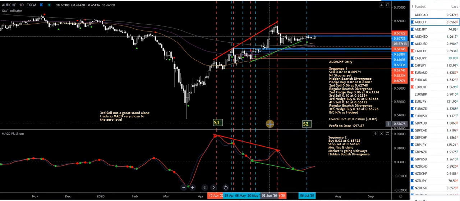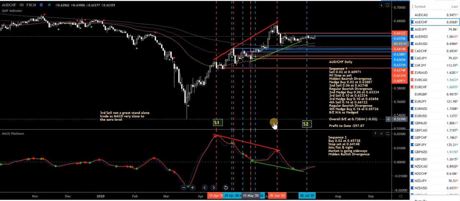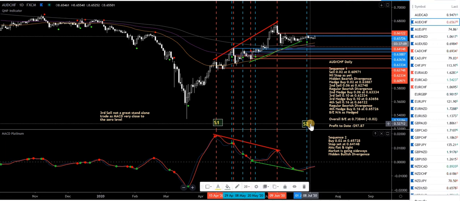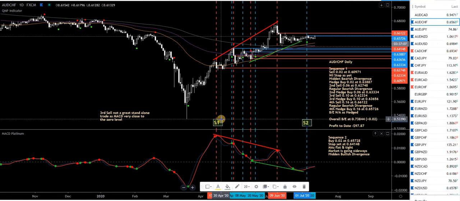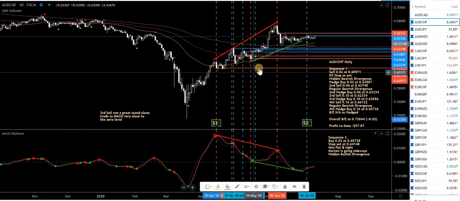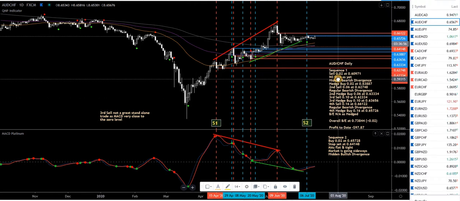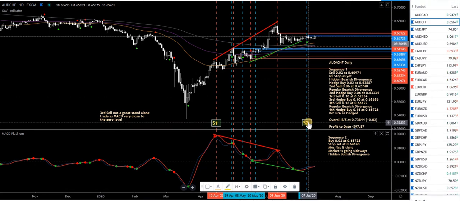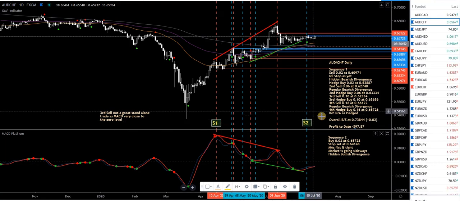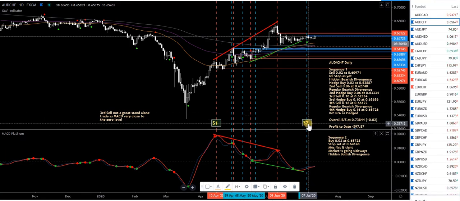AUD-CHF. Now you'll see multiple trades. I'm getting away from this on the daily charts. I was doing some hedging. I'm no longer going to do that unless it's a really good setup that gets my attention. So S1 is sequence 1, S2 sequence 2. Where those S1, S2 are, that's where the sequence commences. There could be multiple trades taken on the same sequence.